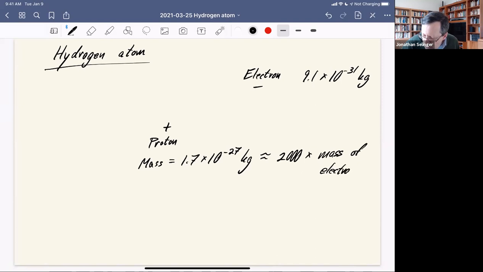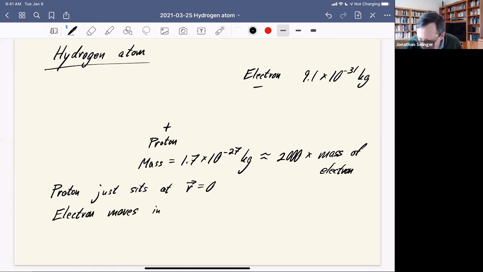So the proton is hugely more massive than the electron. Because of that, if we want to solve Schrödinger's equation for the electron, it's a very good approximation to say that the proton just sits there and the electron moves in the potential. So we'll just say the proton just sits at the position r equals zero, just at the origin. And then the electron moves in the Coulomb potential.